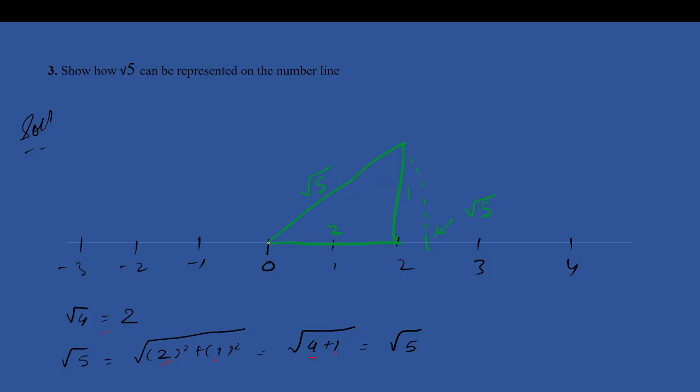So make a number line. Go 2 units in the positive direction, and make 1 unit perpendicular to the base. This is point A, this is point B. So OB is equal to root over OA square plus AB square, so 2 square plus 1 square, which is 4 plus 1, 5. Now again keep your compass point here and your pencil here and make the arc. Where it lands will be the value of root 5.